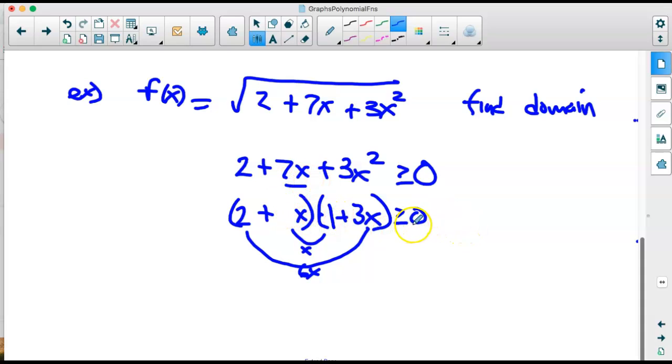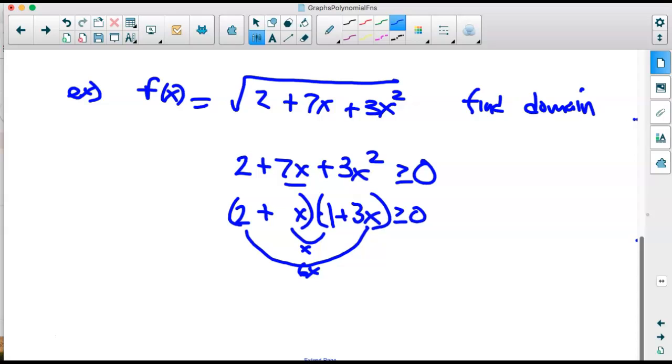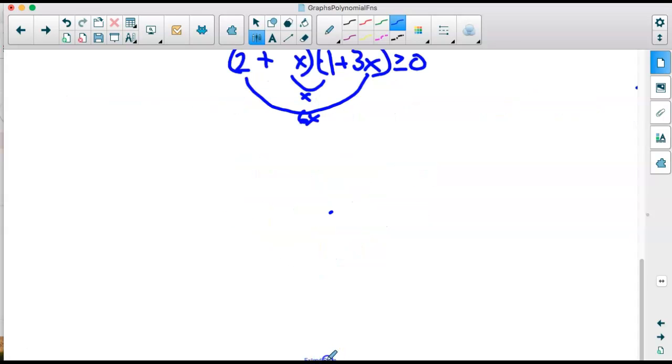Okay, so if we're saying that this has to be greater than or equal to 0, that means both of them are going to be positive, or both of them are going to be negative. Okay, so that's what we need to test. But we can just easily test this by just finding the zeros first and then checking on either side.